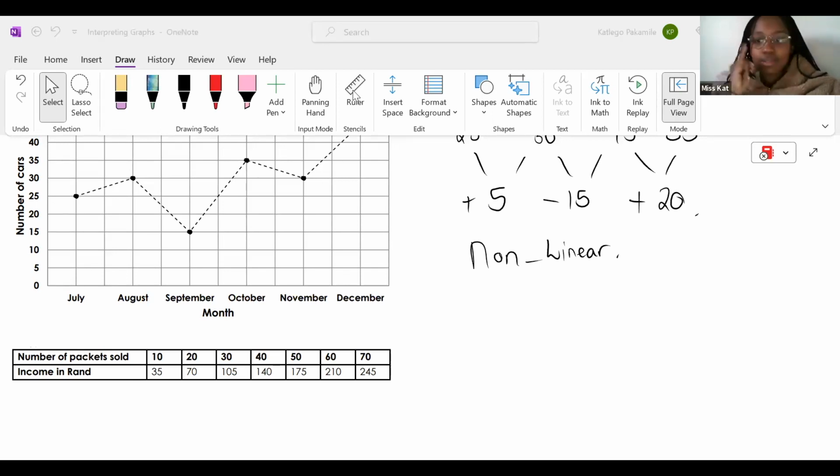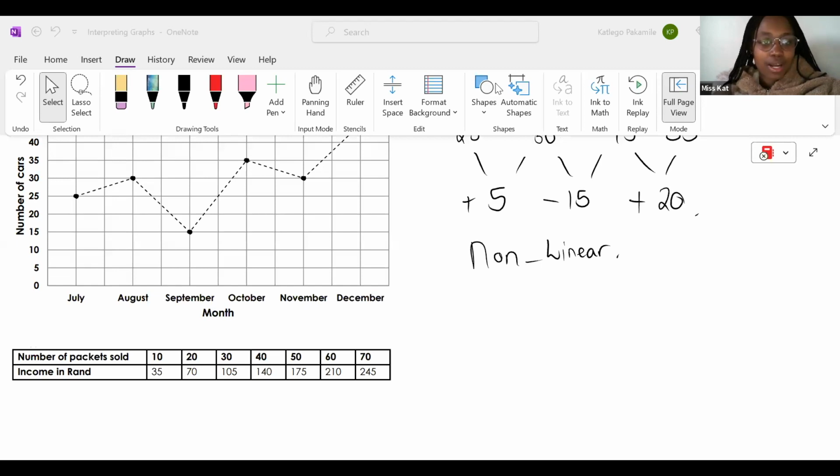First one is the graph would be a straight line. We don't have a graph in this case, right? But there's a second condition that we are all not thinking about right now. What's my second condition, guys? Constant difference. Is there a constant difference?